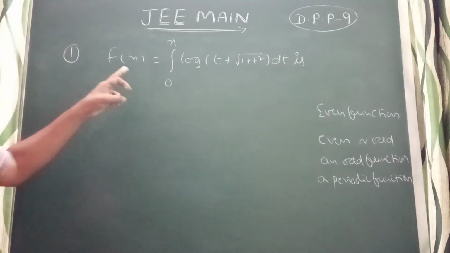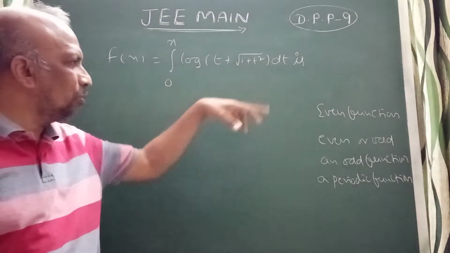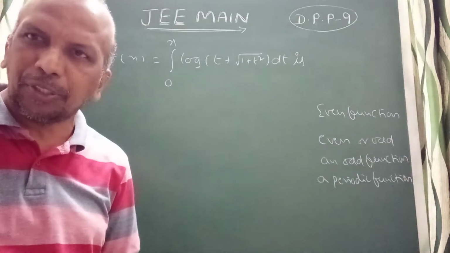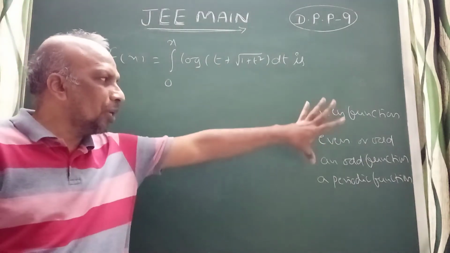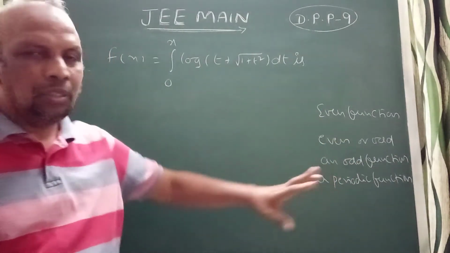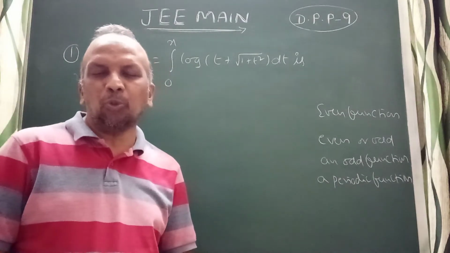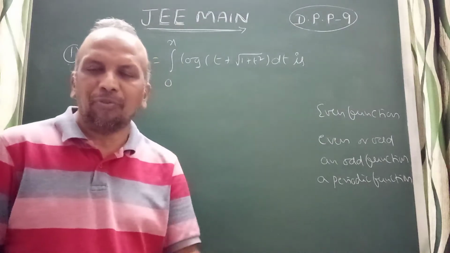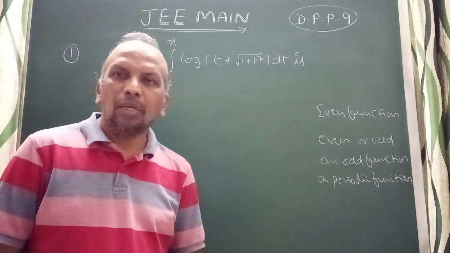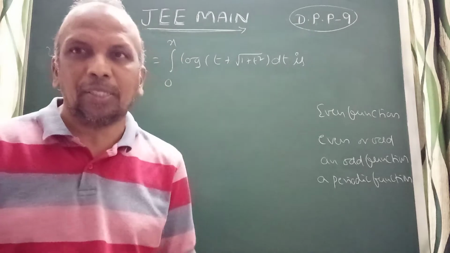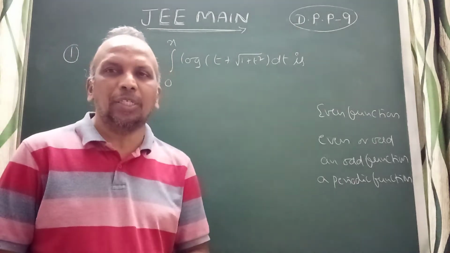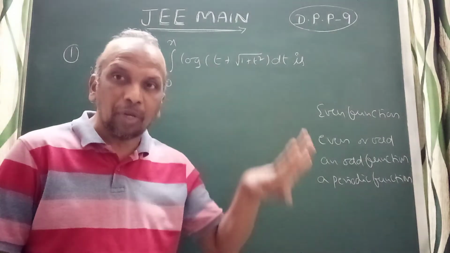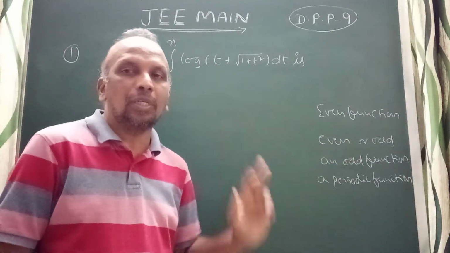You can see f of x equal to integral 0 to x of log of t plus root of 1 plus t square dt. Is it an even function, odd function, or periodic function? When they talk about even or odd functions, you know that f of minus x equal to minus f of x is an odd function, and f of minus x equal to f of x is an even function. Periodic function: f of x plus p is equal to f of x, where p is the least positive number, so f of x is a periodic function with period p. You should be familiar with periodic, odd and even functions.